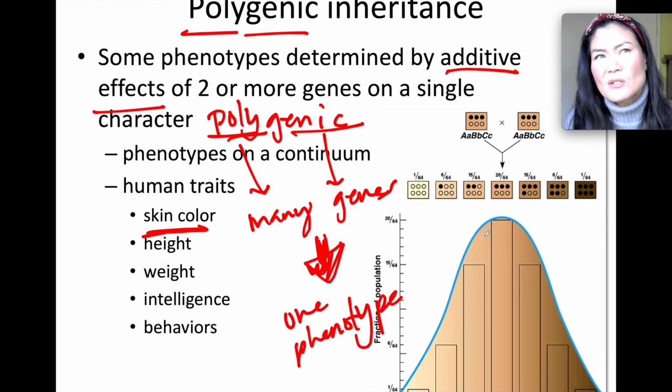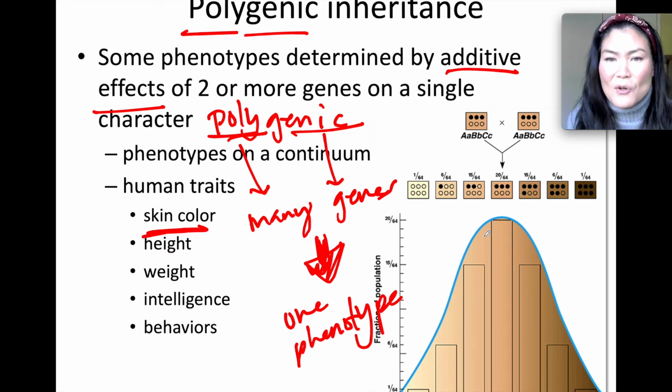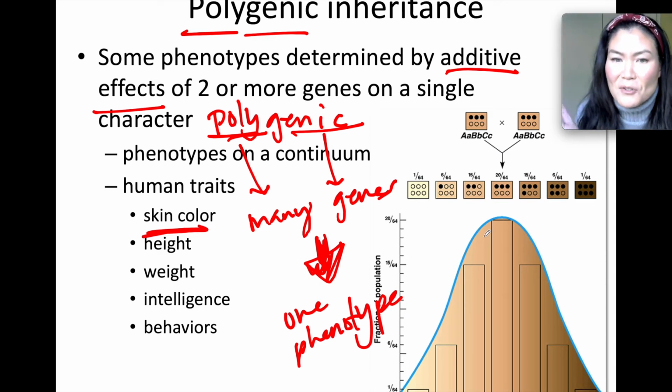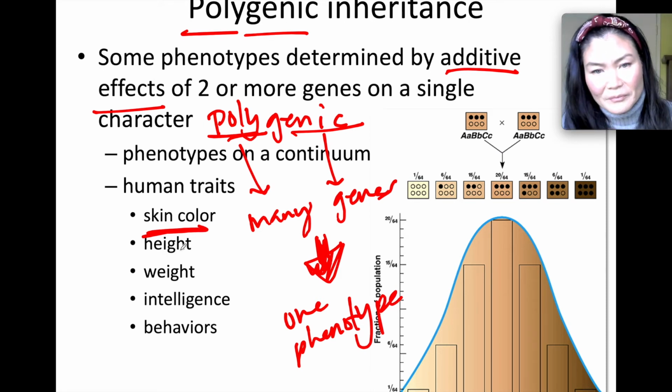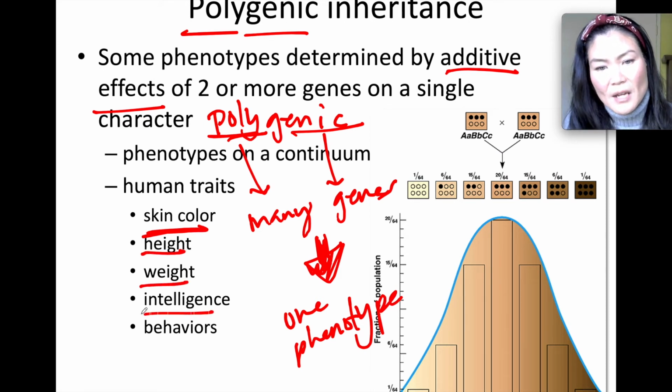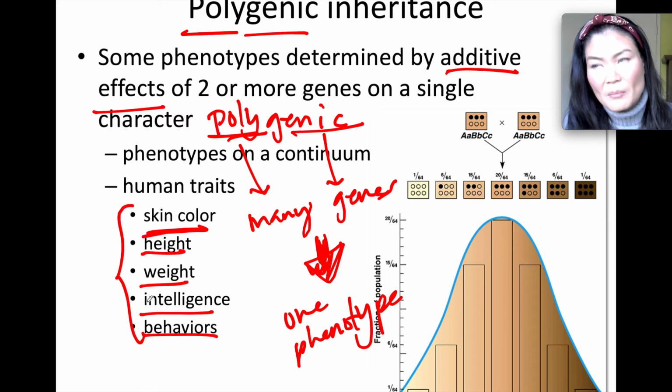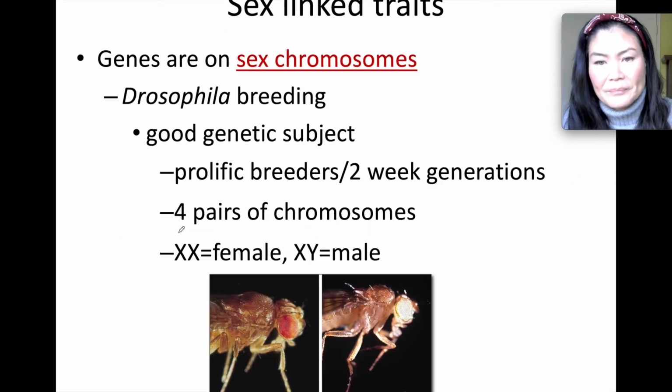But you know what? Skin color is also epigenetic. Like if you go out to the sun and get a tan, right? If you expose yourself to heat, your skin cells or melanocytes will produce more melanin, okay? So even though I'm saying skin color is many genes, one phenotype, that one phenotype actually has a range within it. Height as well, weight, intelligence, behaviors, those can be genetically determined by multiple genes, okay?